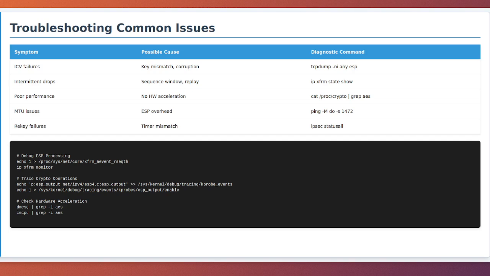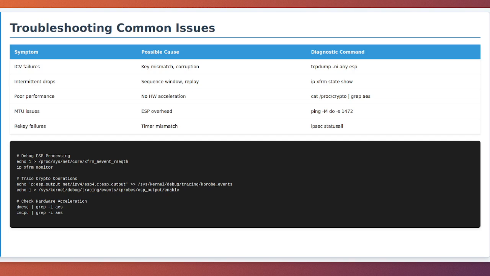The receiving endpoint maintains an anti-replay window, typically 64 packets wide. If packets arrive out of order beyond this window, they are dropped. This often happens with load-balanced paths where packets take different routes with varying latencies. Increasing the anti-replay window size or ensuring packets follow a single path can resolve this.